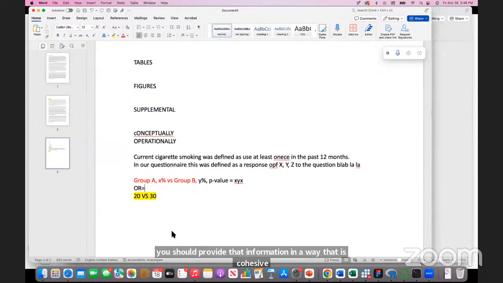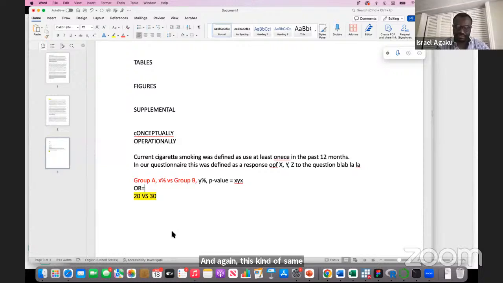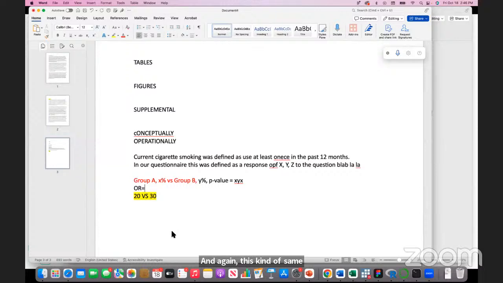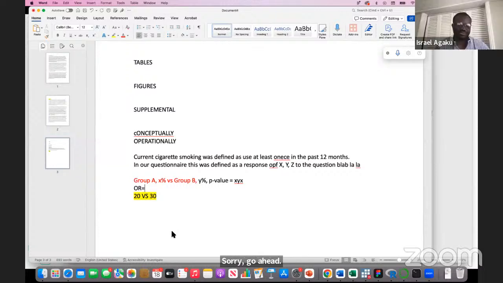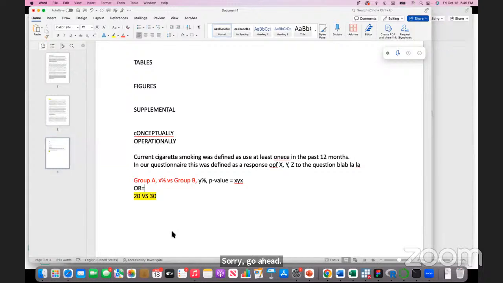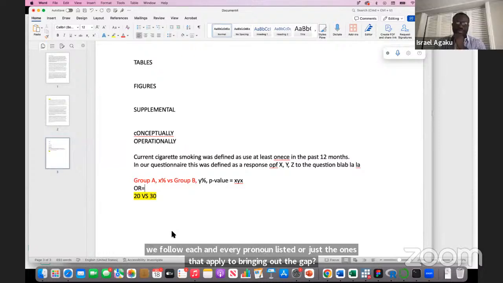Thank you. When using pronouns to bring out the gap in the introduction section, should we follow each and every pronoun listed or just the ones that apply to bringing out the gap? I think we've answered that question before. Just focus on the ones that apply.